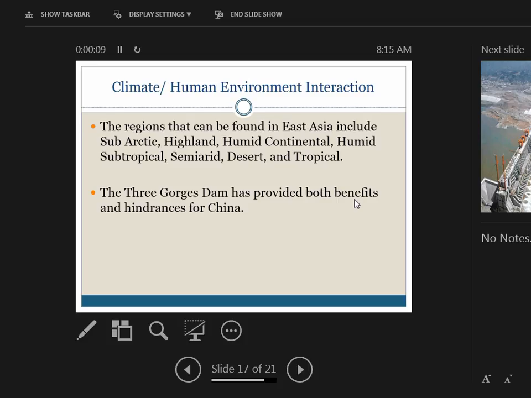So, for instance, at the bottom bullet there, remember we talked about Three Gorges Dam. And actually, let's just ignore the one at the top here, because you don't need to write all that down. It's a bunch of writing for no reason. Essentially, what that's saying is that there's a whole bunch of climates that we can find in East Asia, and I'm never going to ask you to name all of them, so let's just ignore that bullet, shall we? Instead, let's focus on Three Gorges Dam.